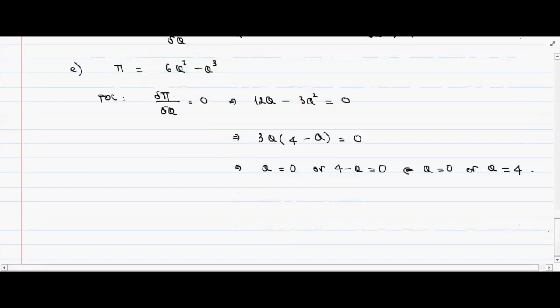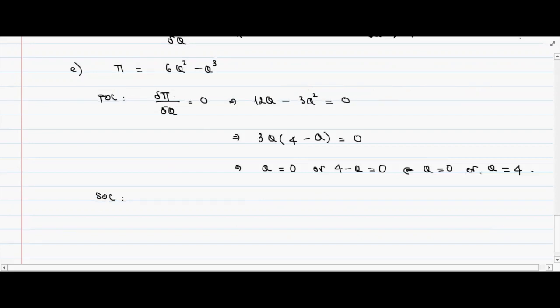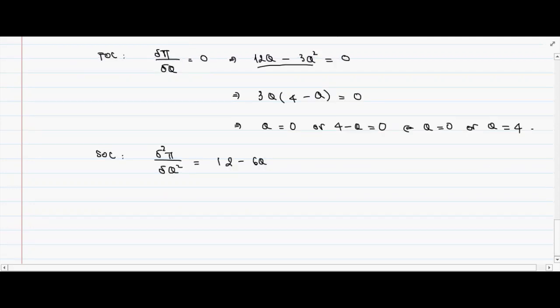Okay, now the second order condition to confirm which of these two points is going to be the point maximizing the profit. I just have to find the second derivative, where I differentiate the first derivative again with respect to Q. So this is my first derivative, and if I differentiate this again with respect to Q, I get 12 minus 6Q. Okay, so I evaluate the second derivative at these two points.